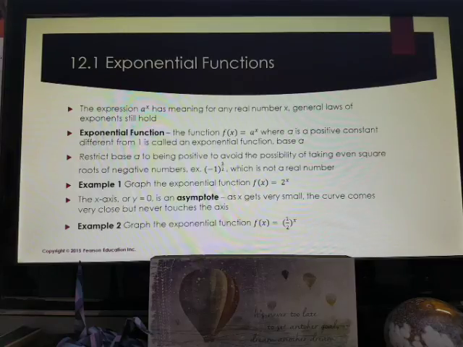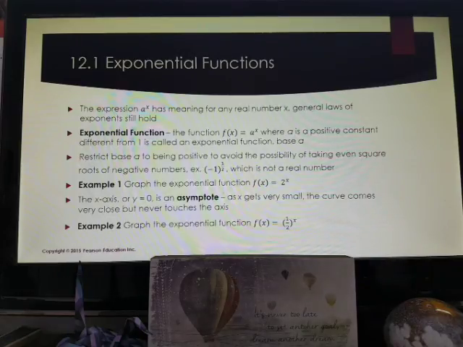So because we're able to do that, we can then approximate what 5 to the square root of 3 would be. So for example, if we know that the square root of 3 is going to be between 1 and 2, then we know that the expression is somewhere between 5 to the 1 and 5 to the 2.